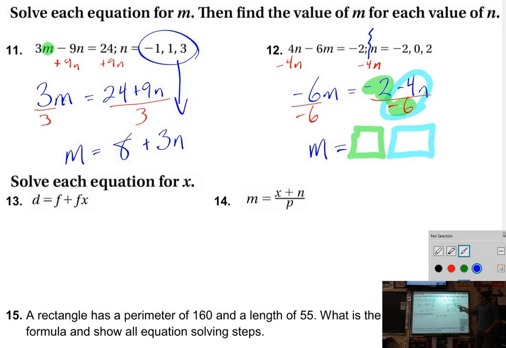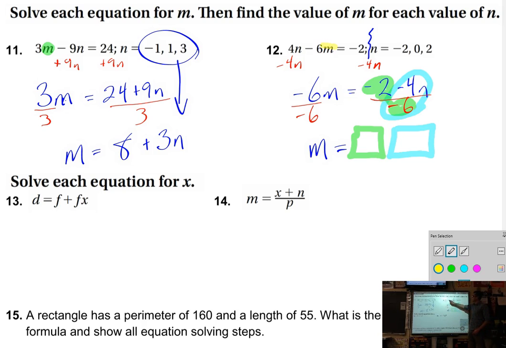So, -2 divided by -6. Or, sorry, I got to set this problem up. Over here, we isolated m. We can plug in n. We can find the different values for m. We want to do the same thing here. So I already showed the process. We take away the 4n to work towards isolating m. But then we're left with a -6m. You got to be very careful.